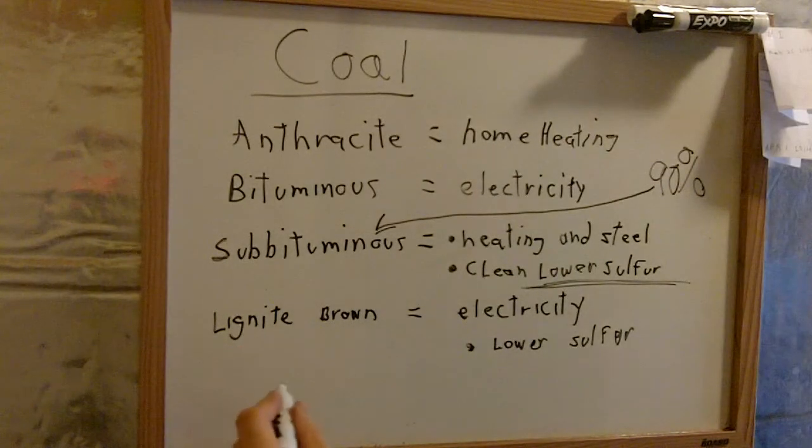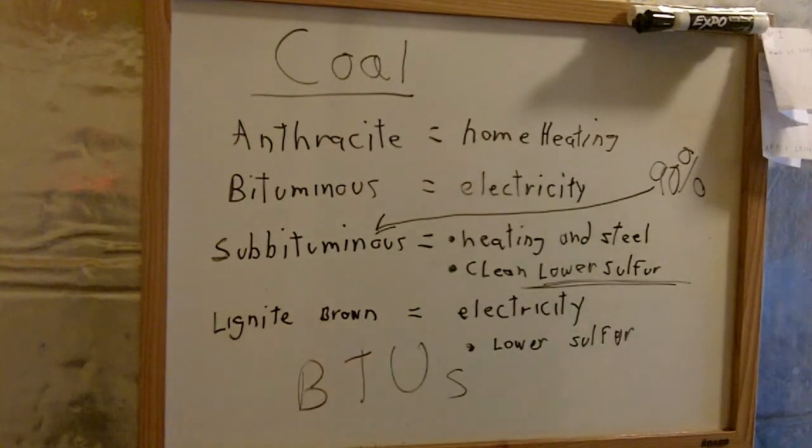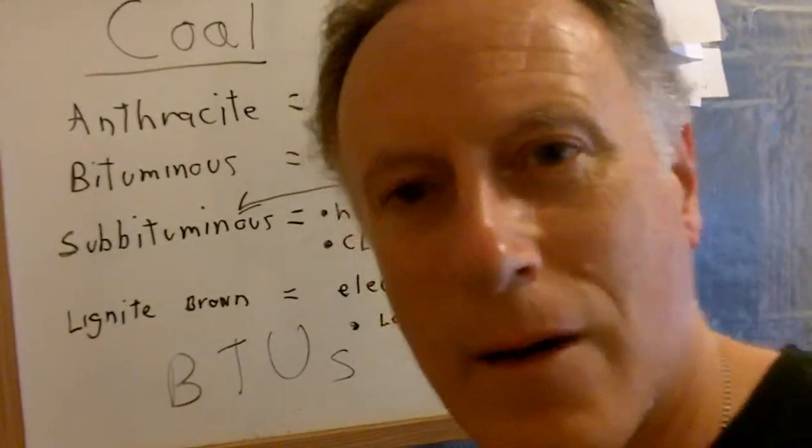Now lignite or brown coal is the lowest sulfur and is considered the cleanest coal, but it also has the lowest BTUs. So it's mostly used to generate electricity. Do you have all this so far?